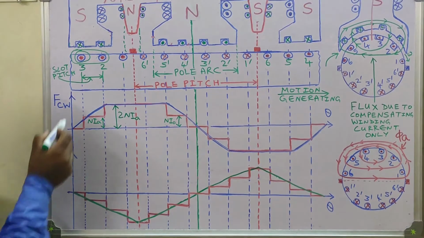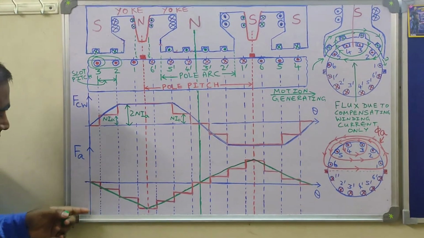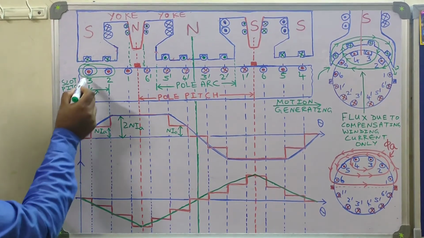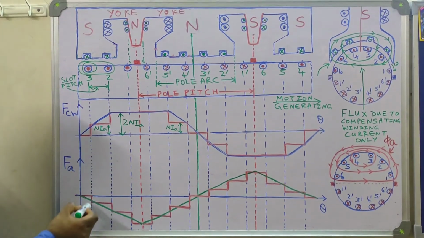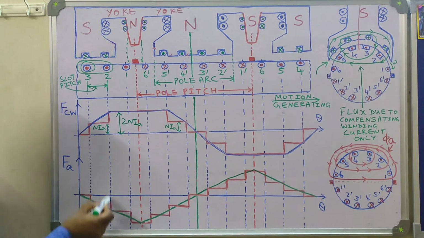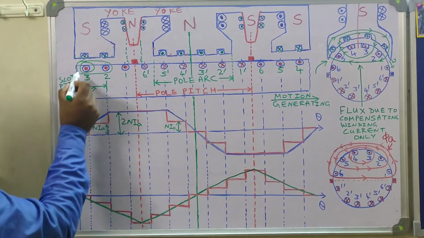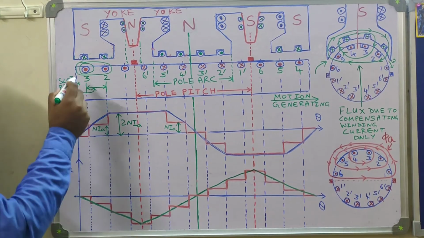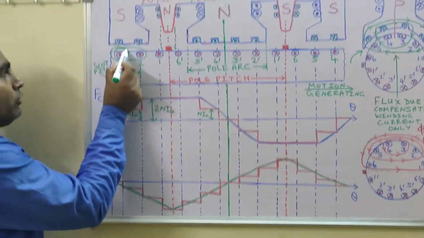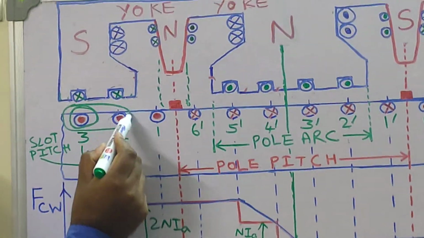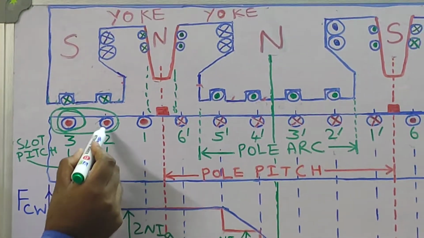Again the change in MMF is indicated at the middle of the slot, or the center of the slot. And what we are doing is just applying Ampere's circuital law. In this particular path, let us zoom in here, only one conductor is enclosed. In this particular path there are two conductors, so MMF should rise.